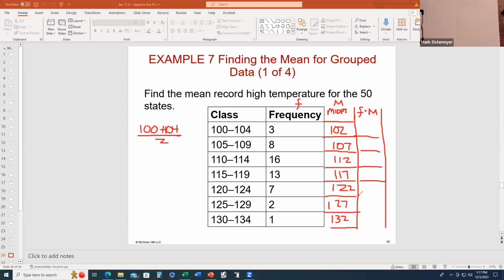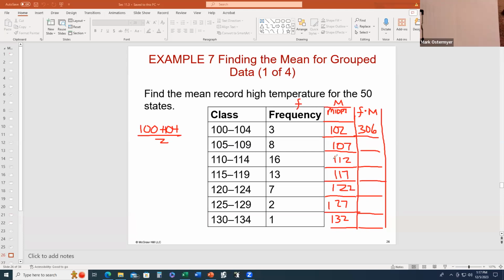And it's the frequencies that provide the different weights for the different classes. That's why we're going to be calling this a weighted average. So what's 3 times 102? 3 times 102 is 306. So the F is the frequency and the M is the midpoint of each class.